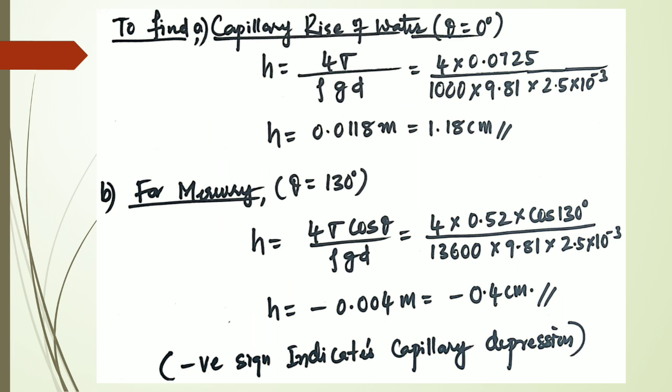Therefore h will come out negative, that is minus 0.004 meter. So what does the negative sign indicate? It indicates a depression. A positive sign represents a rise, capillary rise. So the negative sign indicates depression. That is how you need to understand capillary rise for water and capillary rise for mercury. The problem is clear.